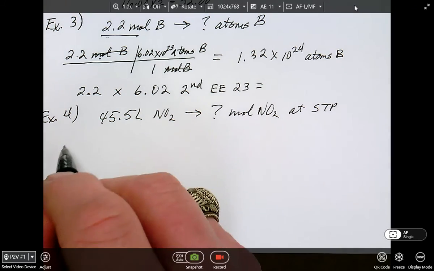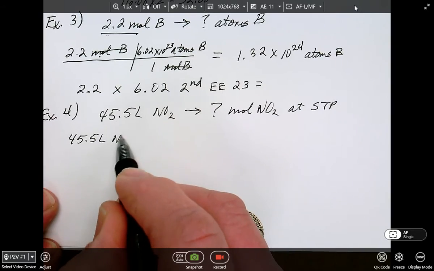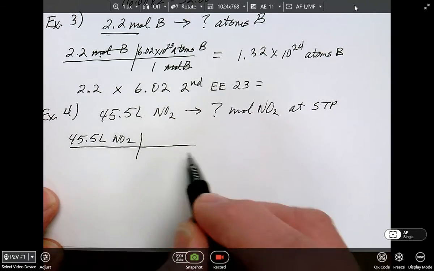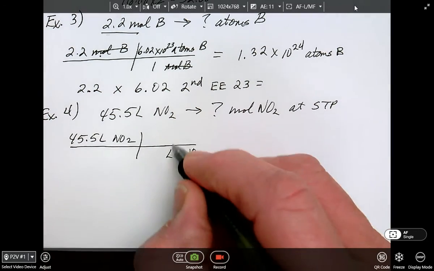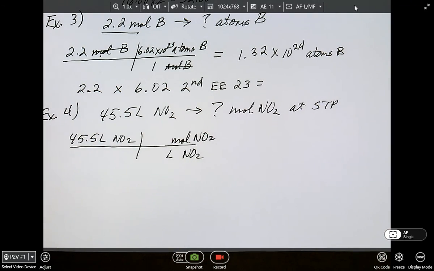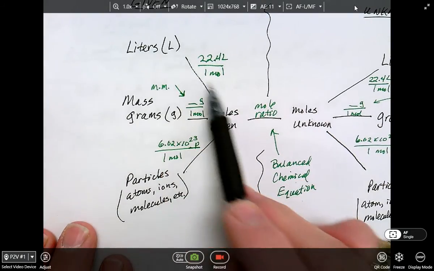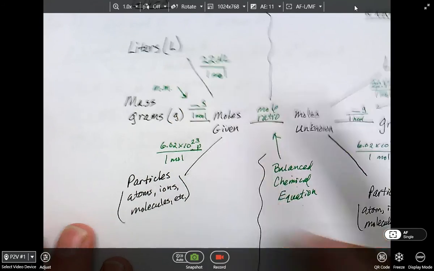All right, so we always start out with what's given to us, 45.5 liters of what? NO2. Make sure you write the NO2 with it. Now, liters NO2 is going to go down here. We're going to convert it over to moles. So we consult our mole map again. And so this time we're starting out with liters, and we're trying to go to moles. So what are we going to use? 22.4 liters per 1 mole.